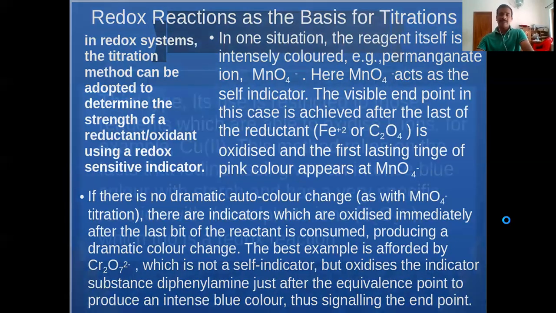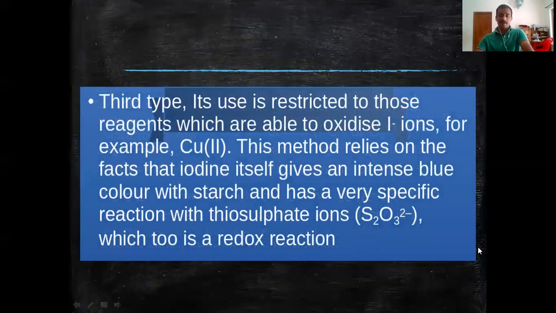In the last case, iodometry. We have to identify an ion which will react with I minus, and I minus will be oxidized to I2. So Cu2+ can oxidize I minus to I2. So for the estimation of Cu2+ ions, we can use iodometry.